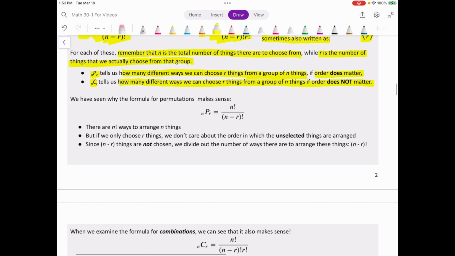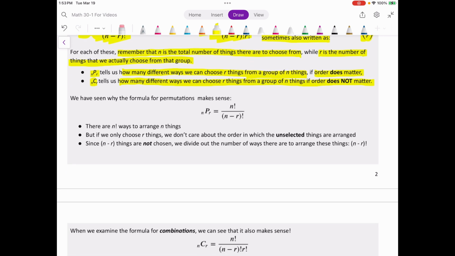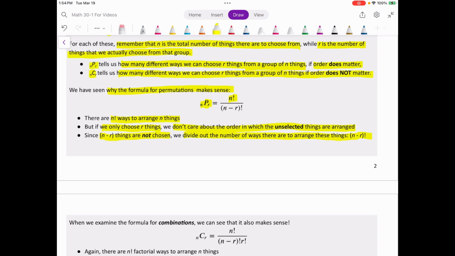And so in the previous lesson, right, we saw why the formula for permutations makes sense. nPr is equal to n factorial over (n minus r) factorial. Well, there's n factorial ways to arrange n things, but if we only choose r things out of those n options, we don't care about the order in which the unselected things are arranged. And so since n minus r things are not chosen, we divide out the number of ways there are to arrange these things, which is just n minus r factorial.